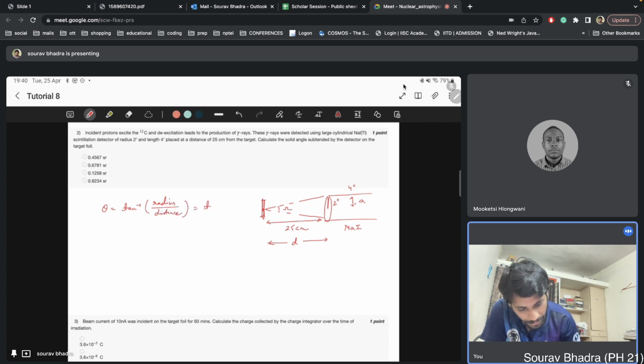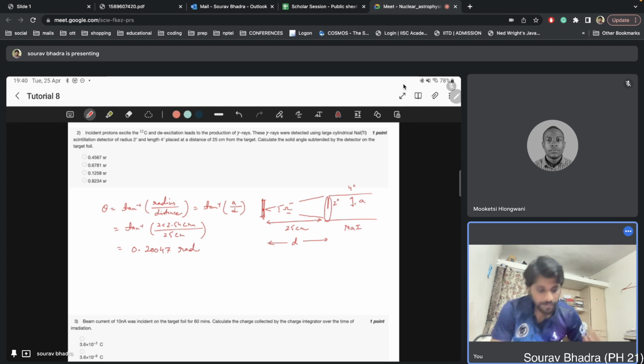That means tan inverse a by d, and in our question the a is given as 2 inch. That means 1 inch is equal to 2.54 centimeter. So we converted it into centimeter, divided by 25 centimeter, and if you calculate it, you will get 0.20047 radian. Okay, so this was the thing.